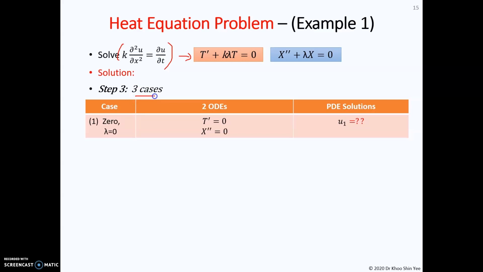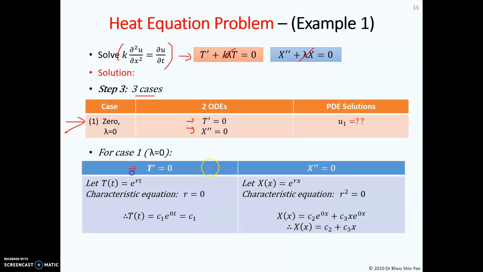Let's consider 3 cases. First of all, we have lambda equal to 0 in the first case. So you need to substitute 0 for the lambda here, then you obtain these 2 ODEs. Since these are homogeneous ODEs, we can use the characteristic equation approach to solve them.